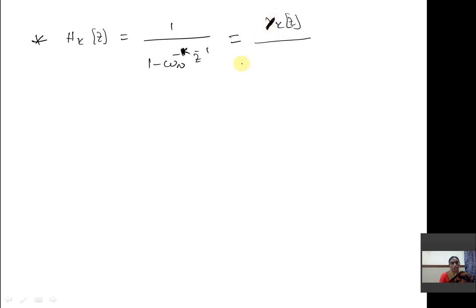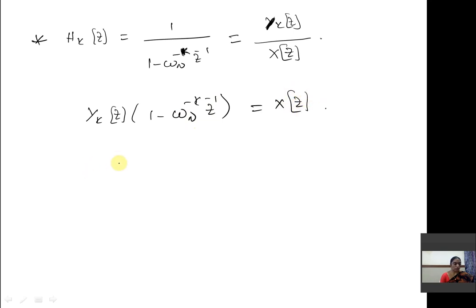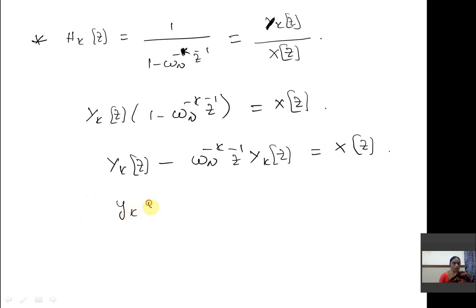At n equal to capital N, that is said to be y of N, X of k. Divide it by, what is the input here? X of z. So now multiply these two: Y_k(z) into 1 minus W_N to the power minus k z to the power minus 1 is equal to X(z). Now, if I consider the inverse z transform on both sides, this is nothing but y_k(n) minus W_N to the power minus k y_k(n minus 1), that is equal to x of n.